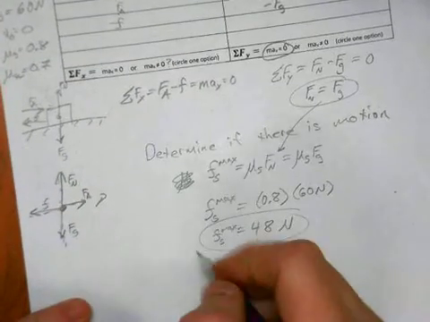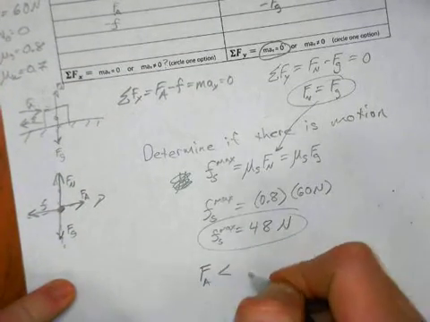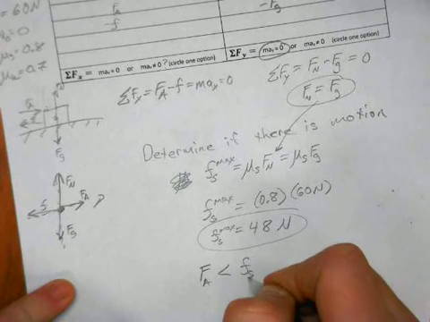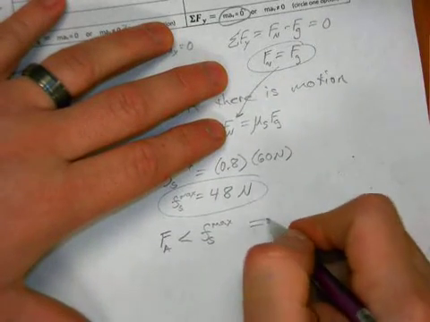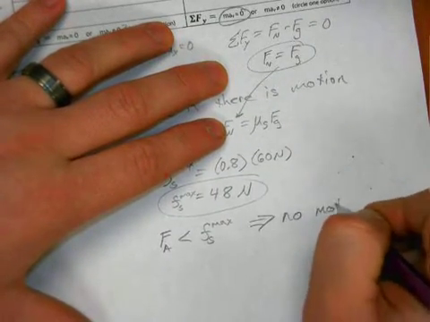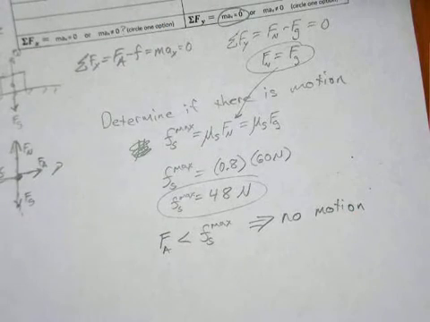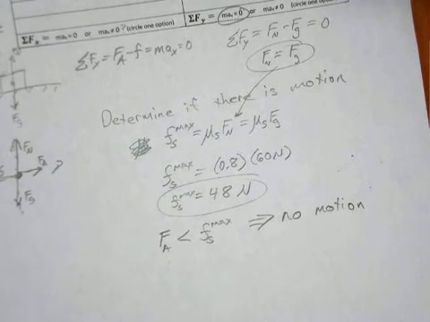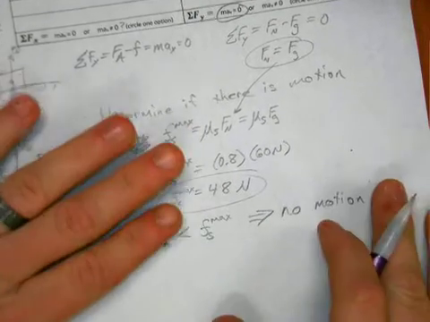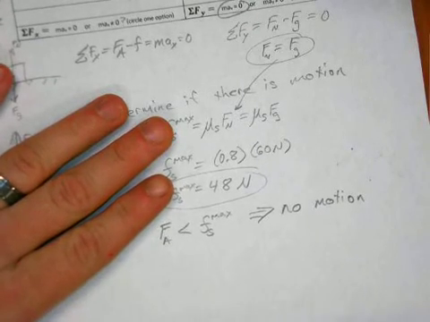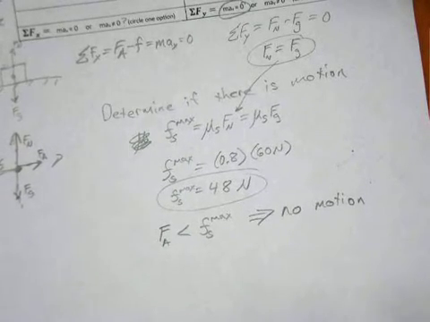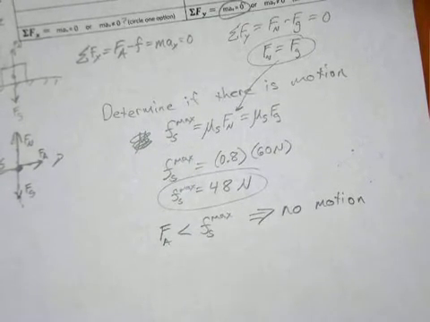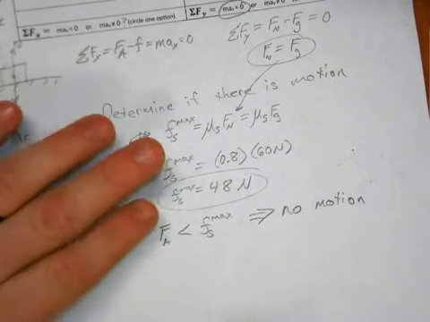Well, the force applied is less than the force of maximum static friction. So therefore, there is no motion. Okay? So we found the magnitude of the frictional force, right? 48 newtons. No! It is not the force of the frictional force. It is the maximum force that friction can supply. Maximum. But in this case, the friction is not going to supply that maximum force.